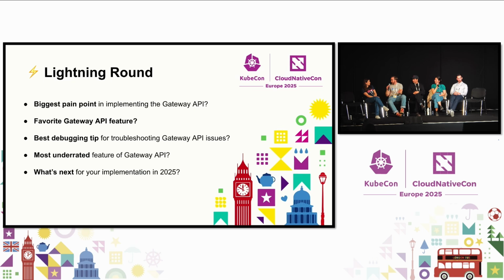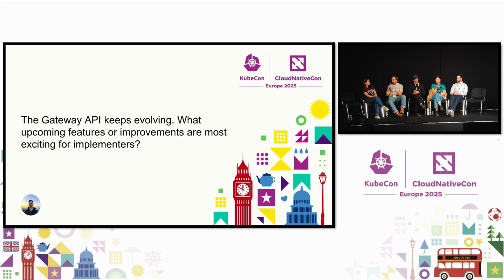I mean, Kate already mentioned this, but auth. Tackling authorization and authentication, and hopefully getting some of those really common use cases like JWTs and OIDC into the actual Gateway API spec.